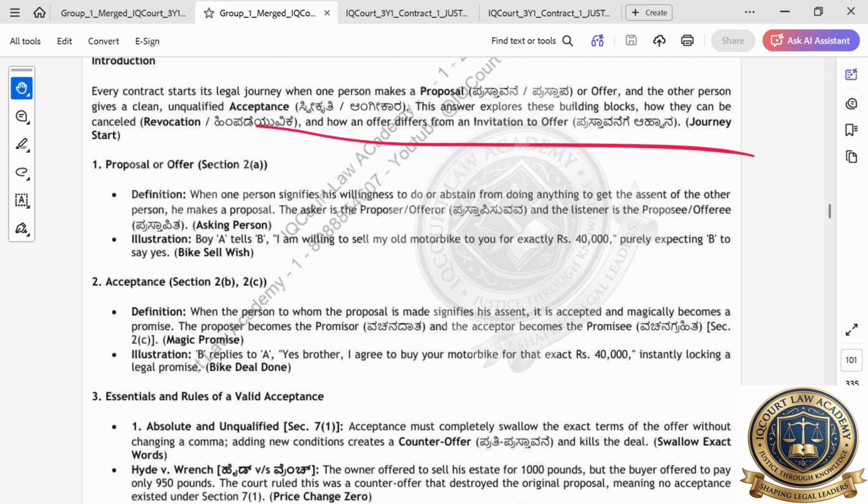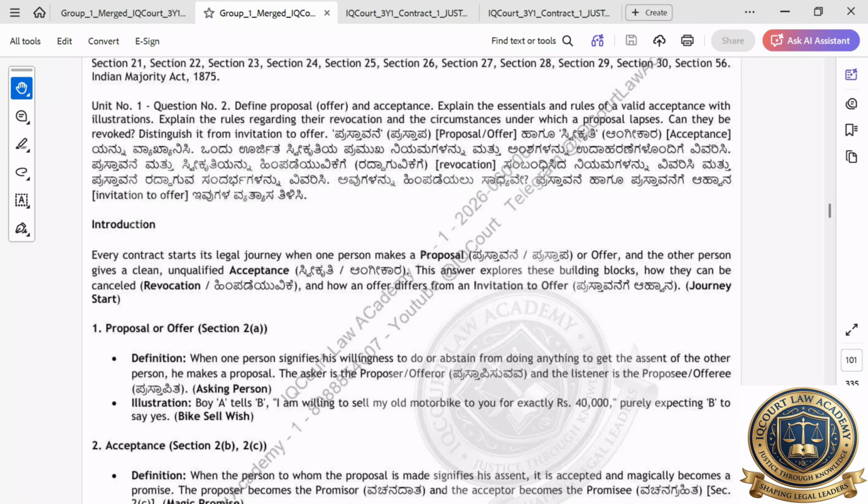Every contract starts with a legal journey when one person makes a proposal or offer and the other person gives a clean, unqualified acceptance. In this answer, you will be learning offer and invitation to offer.